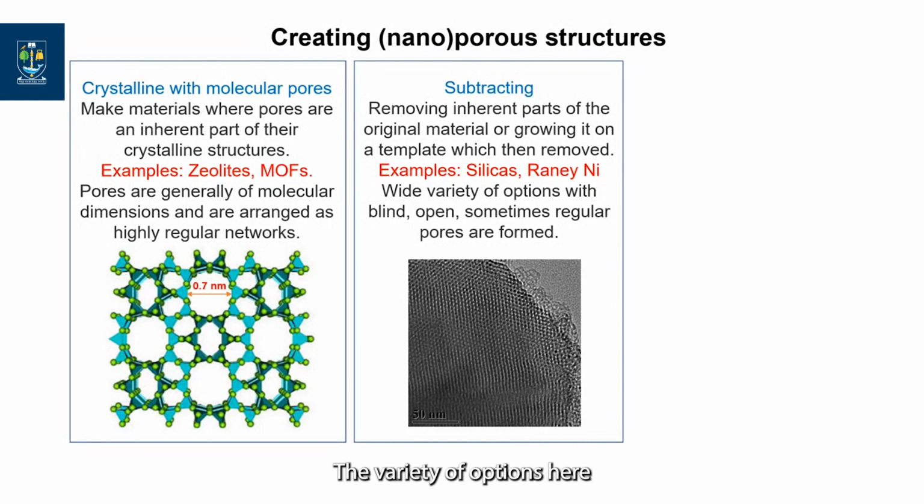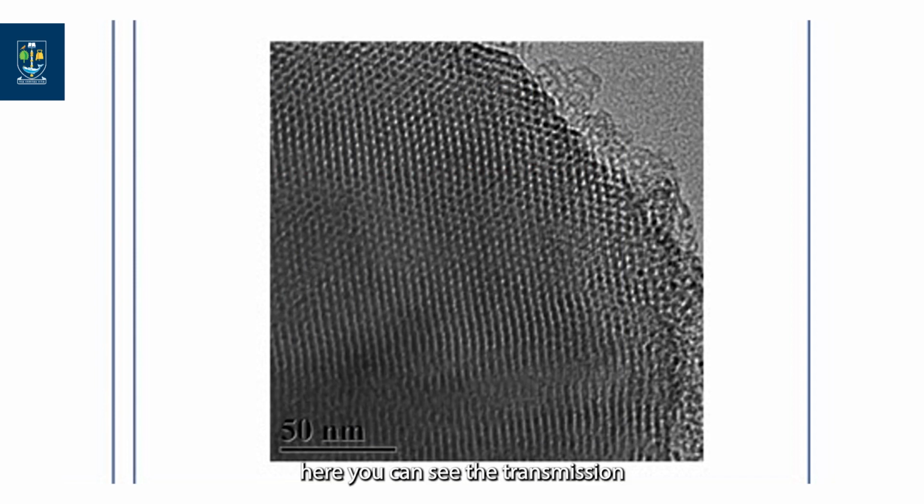The variety of options here can be quite significant. For example, here you can see the transmission electron microscopy image of a silica material. It has highly regular hexagonally shaped pores with dimensions of about 5 nanometers. This material is made by assembling silica around a template and then removing the template.